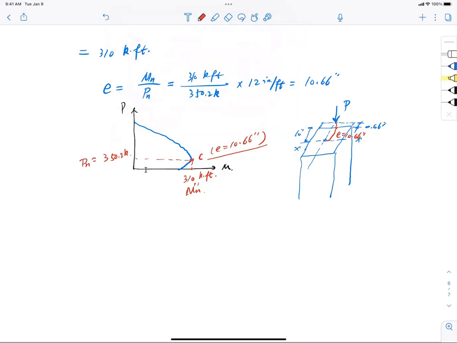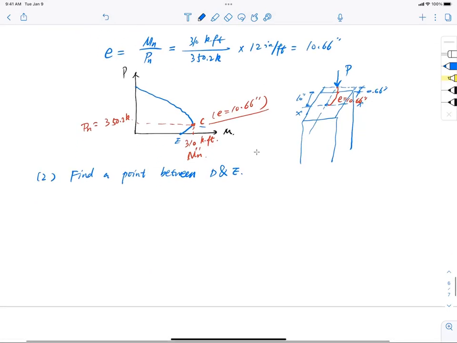So how about the other points, point D and E, and everything else, right? Now, the second point, excuse me. We were asked to find a point in the tension zone, right? Tension region means anywhere between C and E would work. But let's just say I'm interested in finding a point between D and E. What is D? D is the tension control limit, all right? So just to make sure, D we know is the tension control limit.